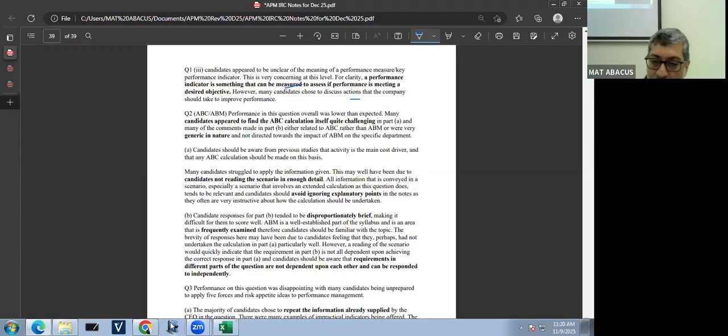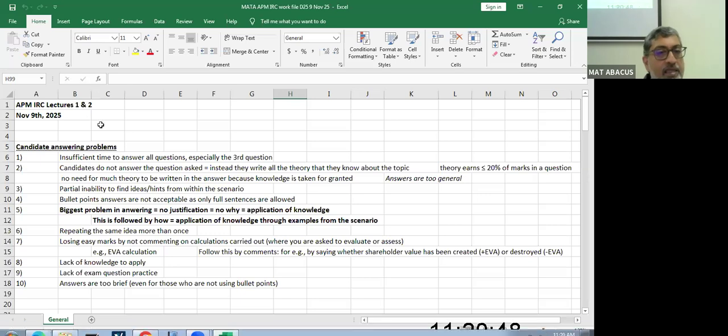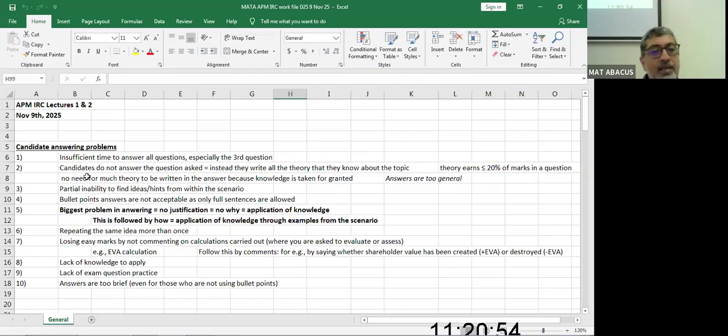A very quick summary of the problems we've seen is, first, insufficient time to answer all questions, especially the third question. That's quite clear. Secondly, answers are irrelevant because candidates do not answer the question asked. Instead, and this is always the case for people who are marking, they know already: the minute the student does not understand the question, they just write all the theories they know about the topic, because they feel they have the time.